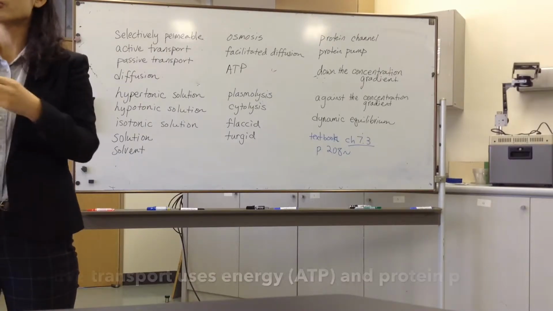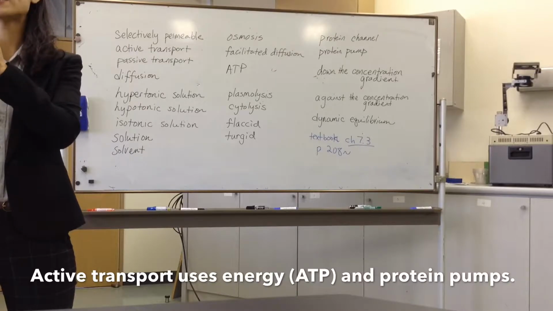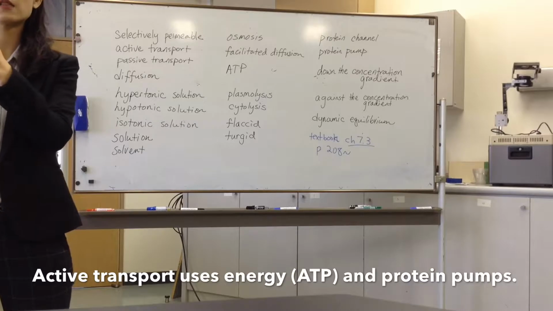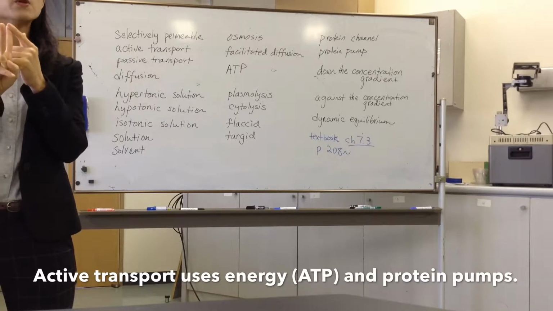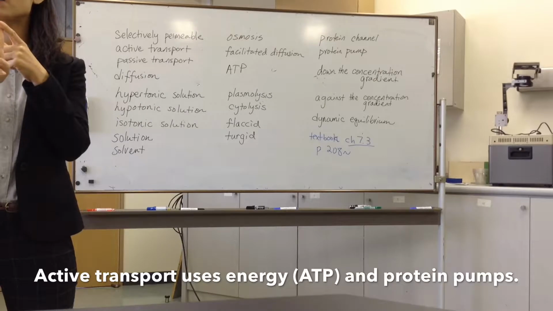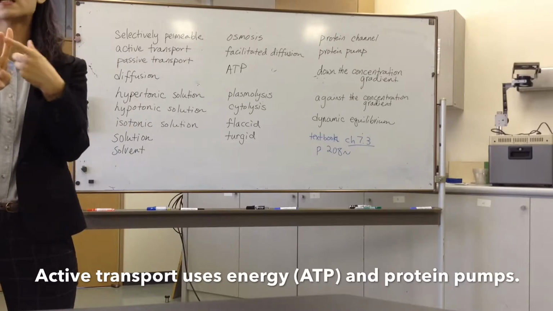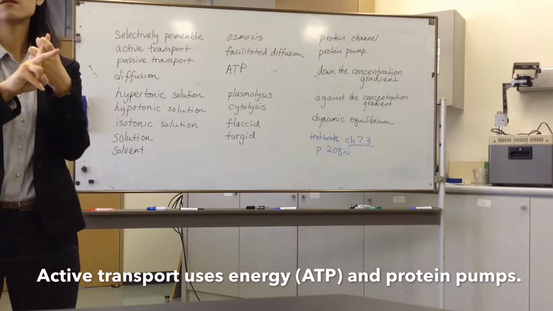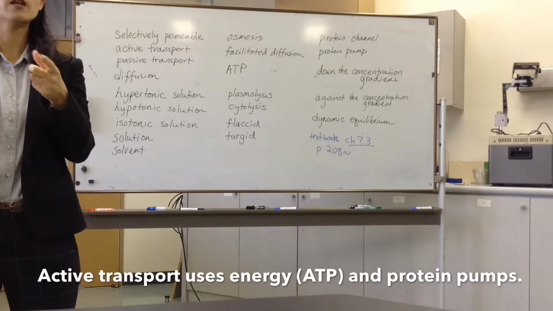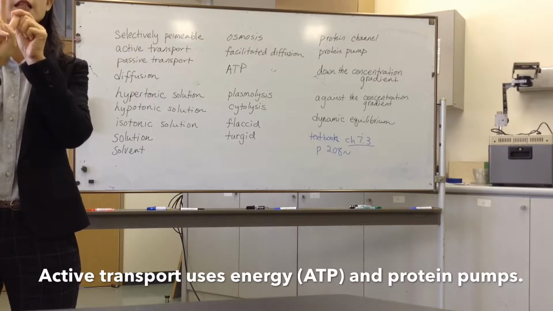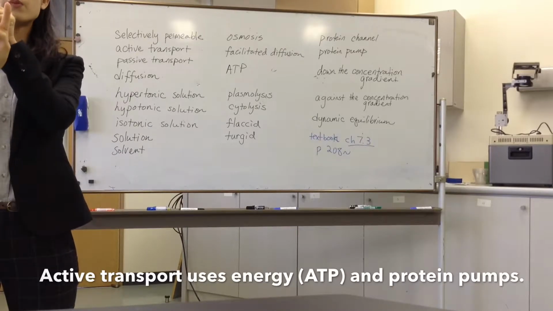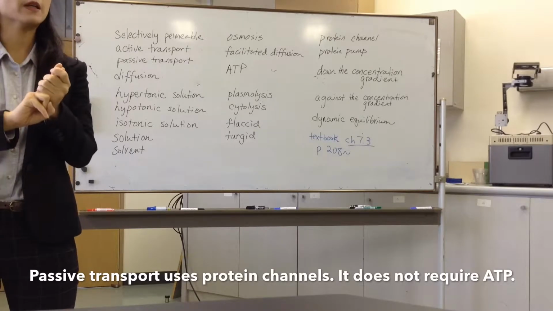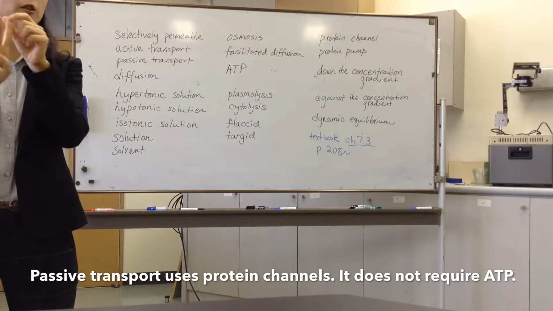All right. So there are two ways of transport. One is called active transport, and the other is called passive transport. Active transport uses protein pumps and energy. What is that usable form of energy called? ATP. Okay. So active transport uses ATP and pump proteins. Okay. All right. Passive transport does not use ATP, and it only involves channel proteins.